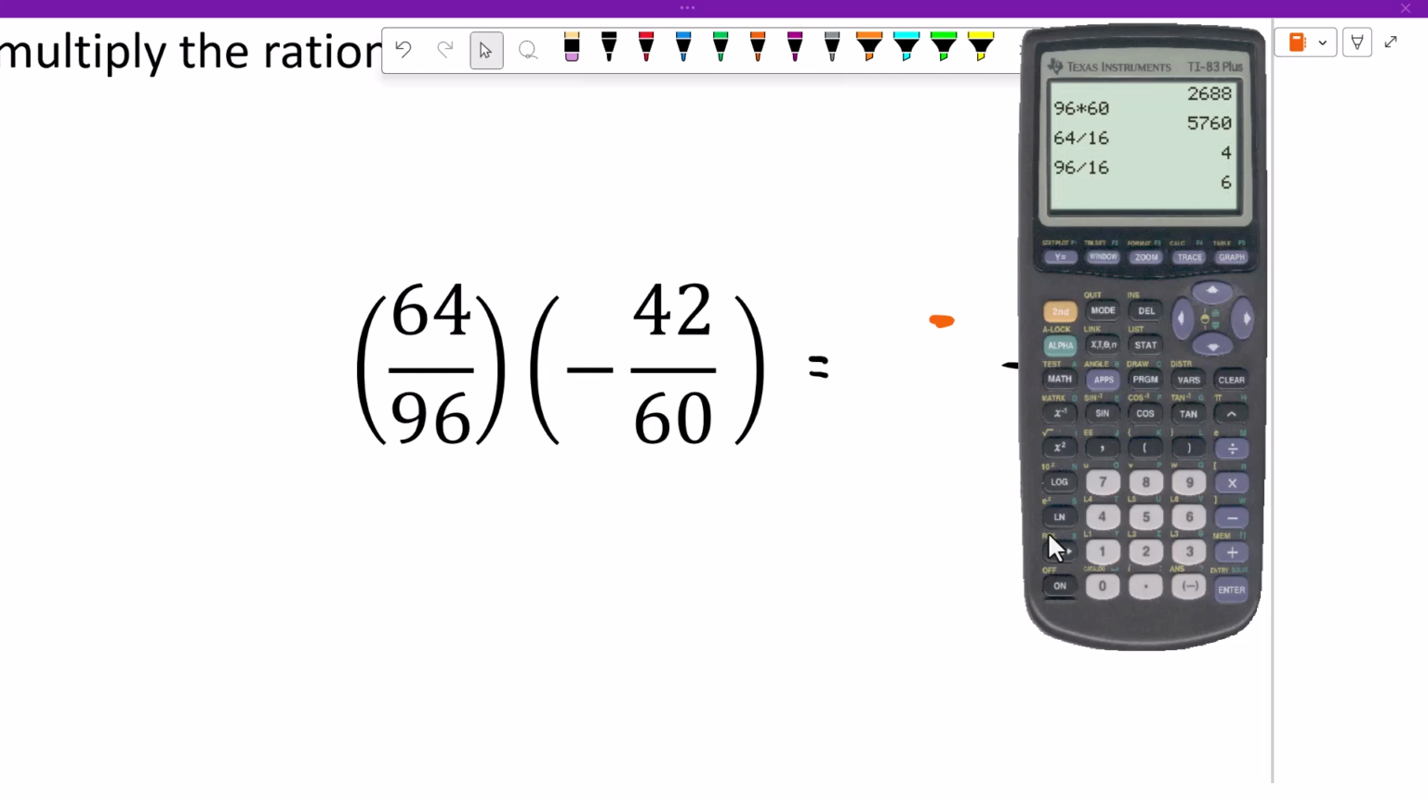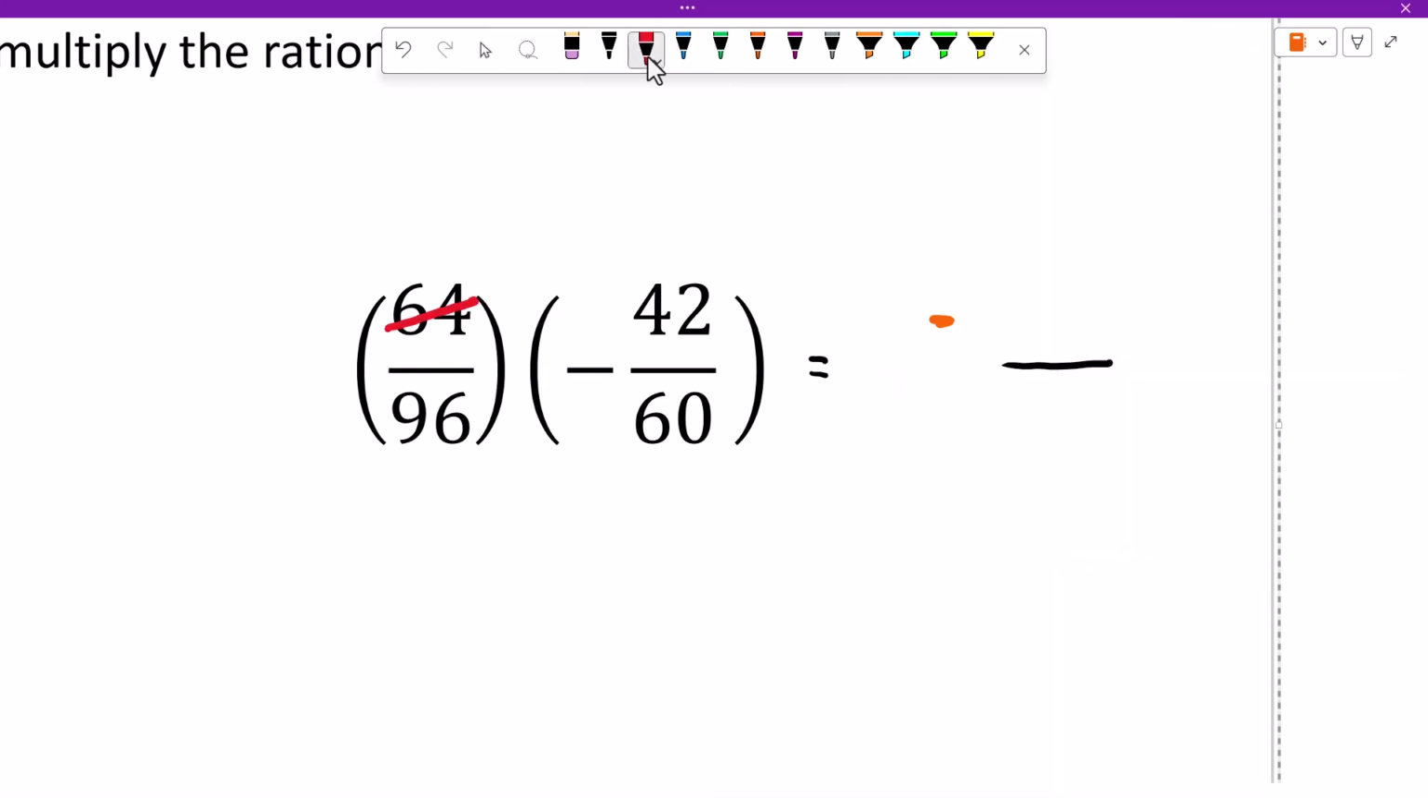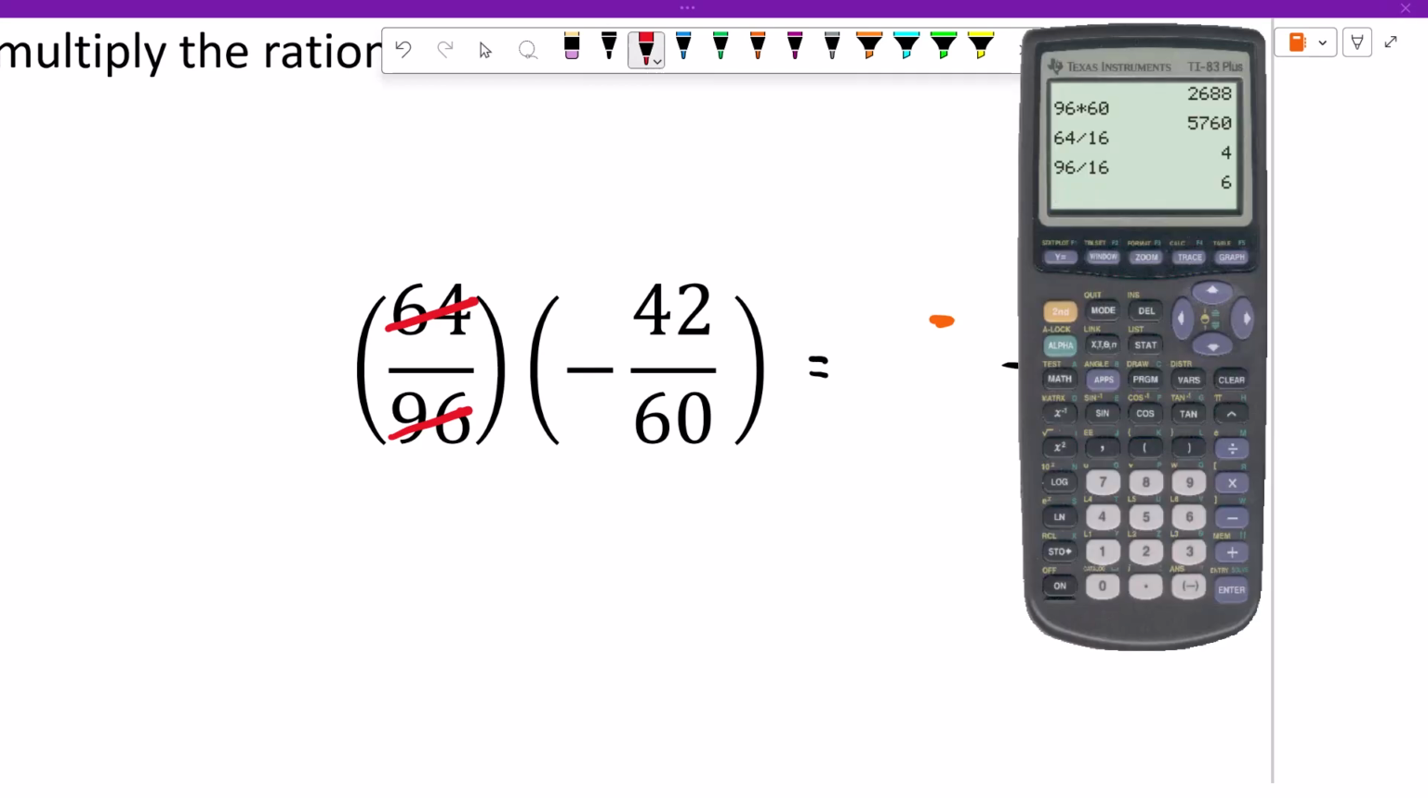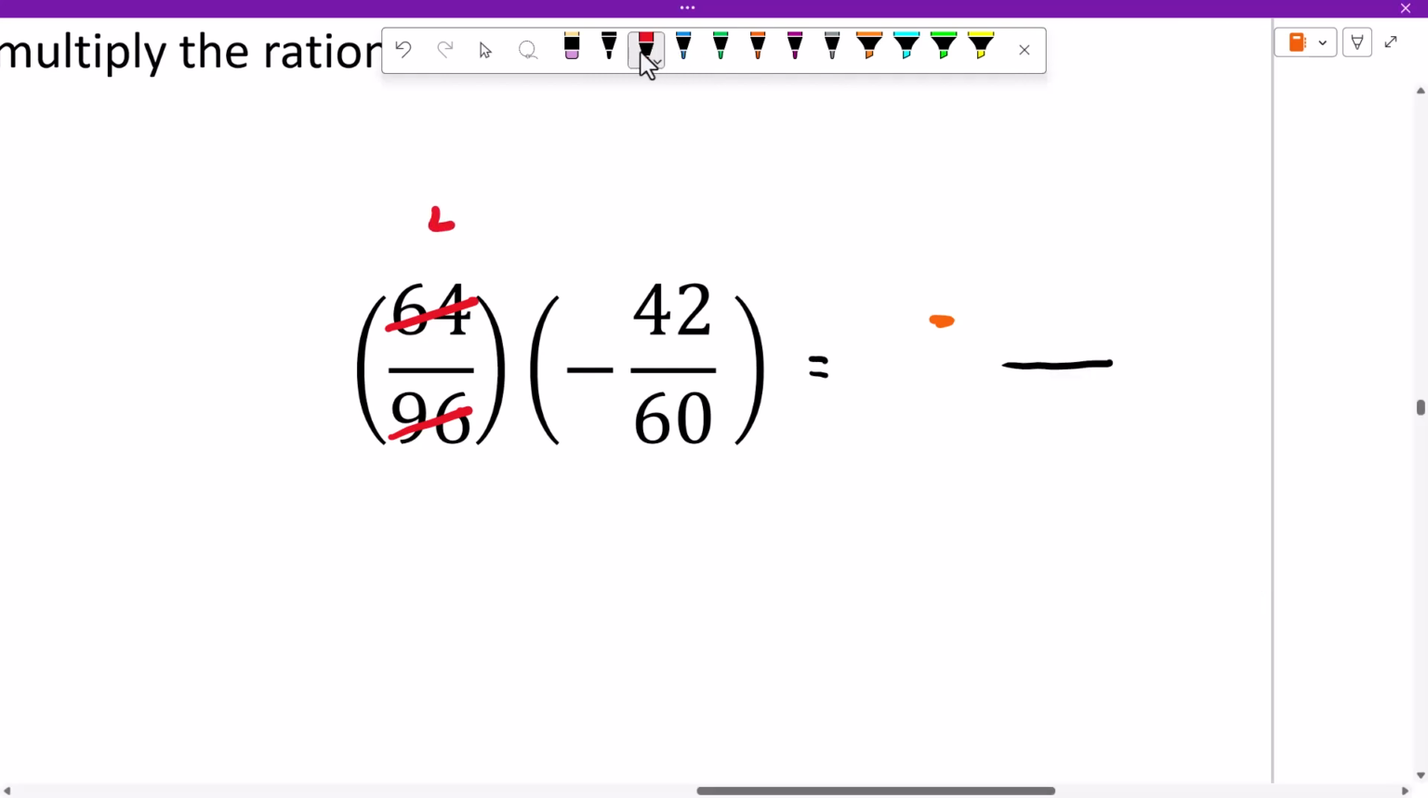So I go, okay, we're going to pair these up. I'm going to divide both of them by 16. So 64 divided by 16, and you use your calculator for that. We did that here. 64 divided by 16 is the number 4, and 96 divided by 16 is the number 6. So I'm going to write down 4 here and a 6 here.